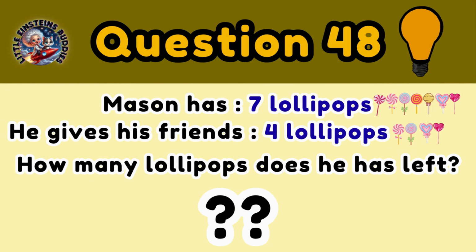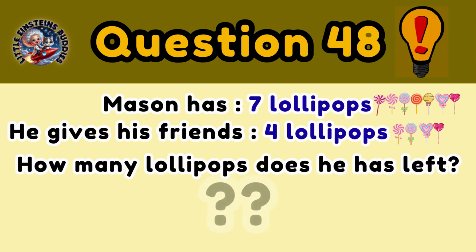Question 48. Mason has 7 lollipops. He gives his friends 4 lollipops. How many lollipops does he have left? Three lollipops.